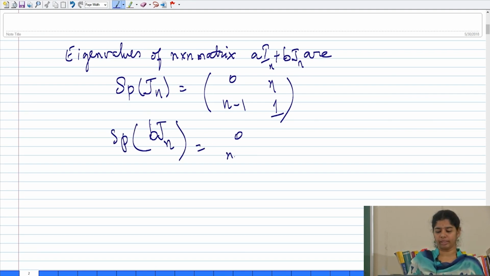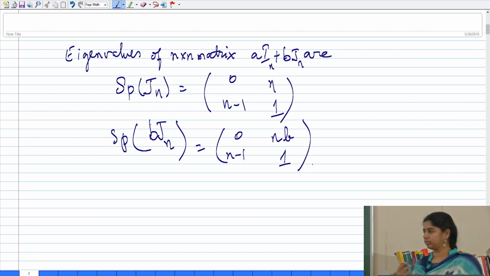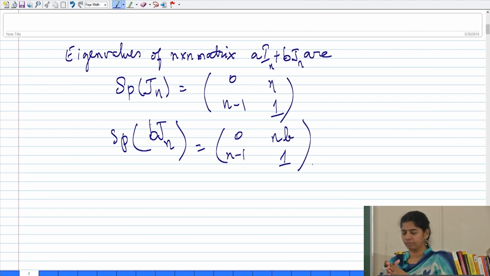0 occurs n minus 1 times, and n times B, that is nB, occurs once, with multiplicity 1, because the whole matrix is just multiplied by B. So if lambda is an eigenvalue, then B times lambda will be an eigenvalue of B times J. And we know the identity matrix has eigenvalue 1 repeated n times.